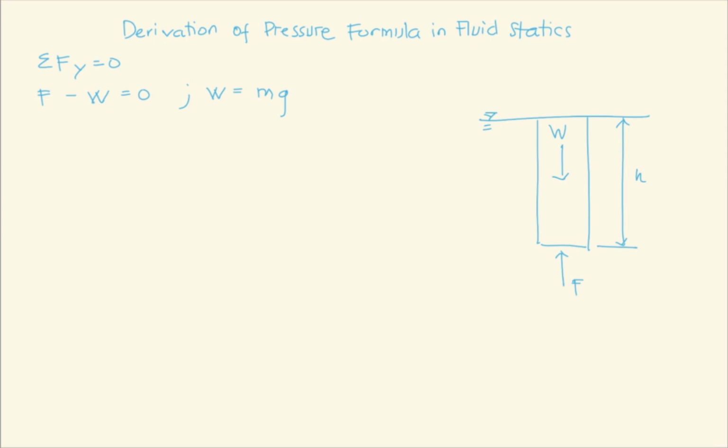This column of water, in terms of pressure at this depth h, has a pressure of force divided by area, wherein force will then be equal to pressure times area. Now substituting F and W here, we then have pressure times area minus mg equal to 0.